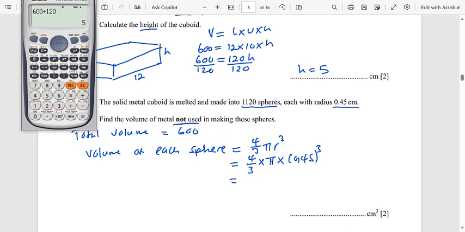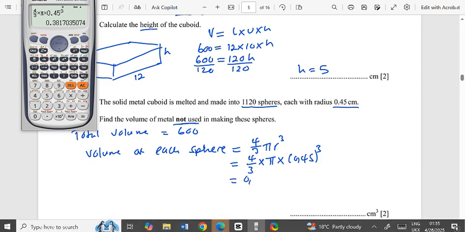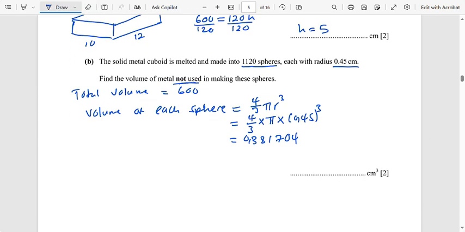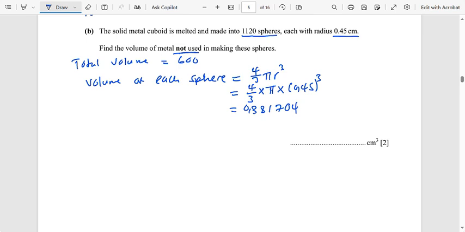With the help of the calculator, we will have 4 over 3 multiplied by pi, then multiplied by our radius cubed, which is 0.45 cubed. So the volume of each sphere is going to be 0.38170. We may leave it to at least 5 decimal places to avoid premature rounding off.